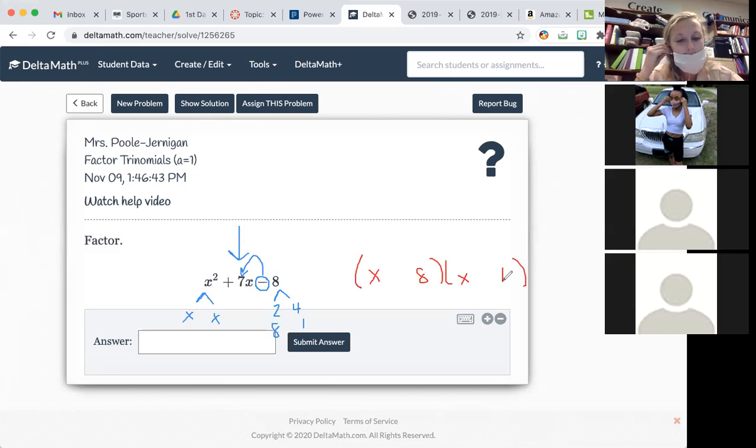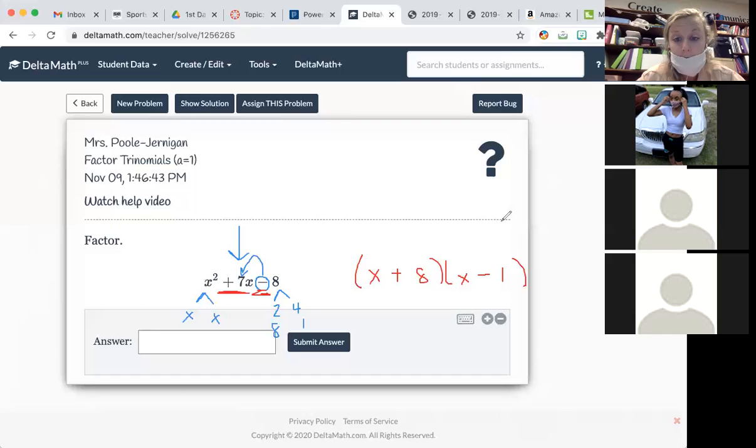Now, this is what y'all have to remember. If we are subtracting, the sign should be different. So to figure out which one's positive and which one's negative, look at our 7 in the middle. It's positive. So if I want a positive 7, which of these should be positive? The 8. Good, the bigger one. So the 8 is positive, the 1 is negative.